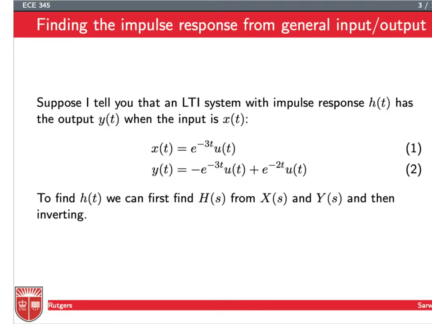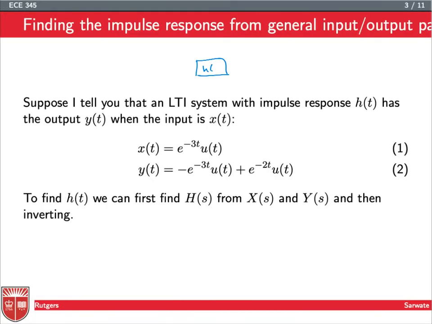So suppose I give you an LTI system, and it has an impulse response h of t, but you don't know what h of t is. So we have some x of t that comes in, and then y of t comes out, and you measure a particular x of t, which is e to the minus 3t u of t. So what does that look like? It looks kind of like this. And then what you get out is y of t, which is a summation of a scaled version of the input signal plus this other output signal, e to the minus 2t u of t.